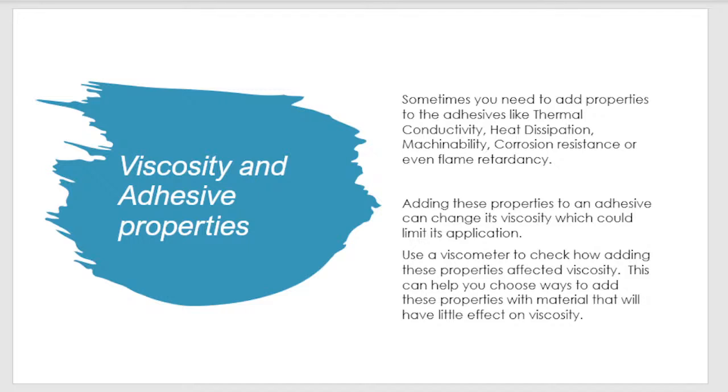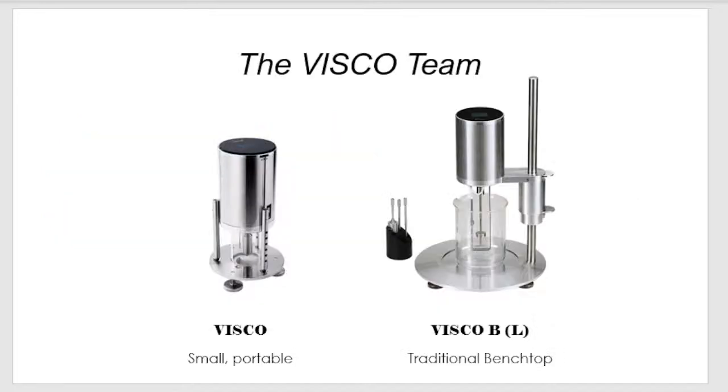So when you're adding these extra or special properties to your adhesive, you can use a viscometer to monitor how it's changing the viscosity, if it's changing it, so you can be readily available for the end user on the MSDS report that you need to write up for them. Okay.